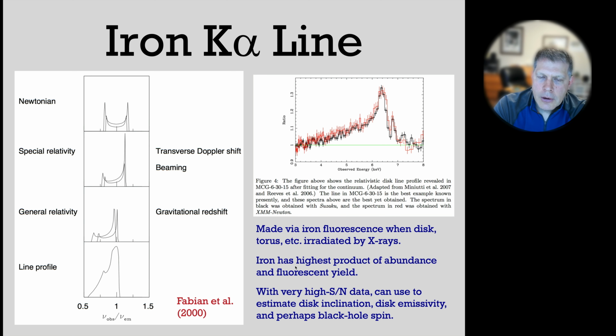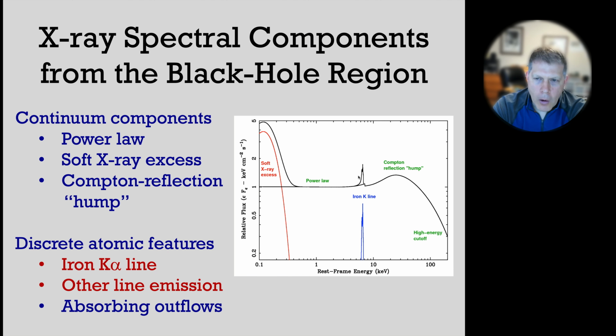So the iron, you might ask, why is the iron line so strong? Where are all the other lines from silicon and sulfur and magnesium and oxygen and carbon and so on? Well, it turns out iron is by far the most effective element at line production. There are two reasons for that. The first is that iron is a very abundant element, so that tends to help it in terms of line production. Secondly, iron, owing to its relatively high atomic number, has a high fluorescent yield.